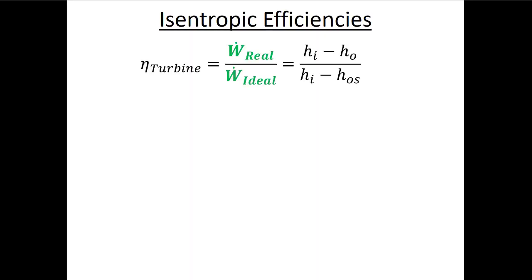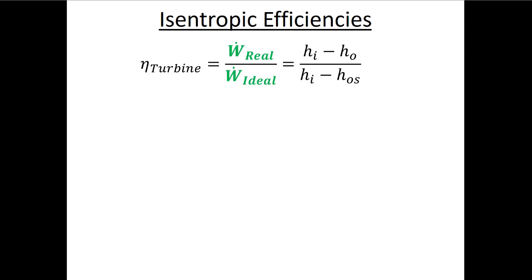So first I've got to remember that the isentropic efficiency for a turbine is going to be the real power divided by the ideal power, because remember the turbine power is a benefit. So the second law, or the irreversibilities in the universe, work to reduce the power in the real case, so the real power is less than the ideal power.